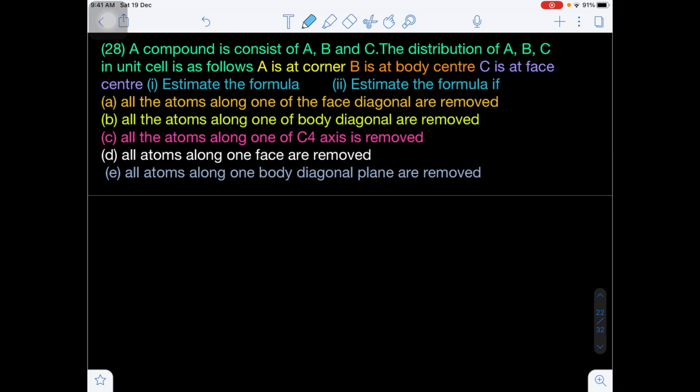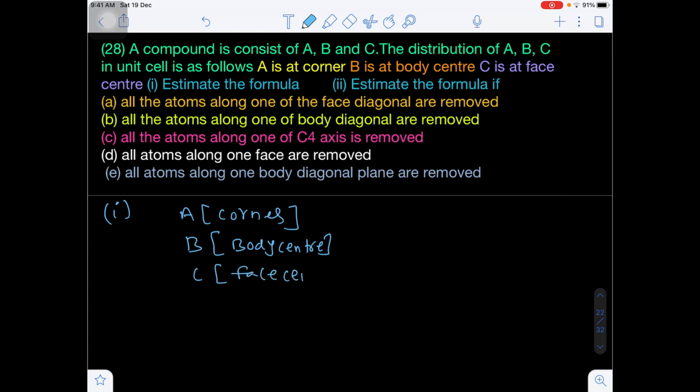So there are two different types of questions. Now in the first question number 28, the first part: A will be located at where? Corner. And B atom will be located at where? Body center. And C atom will be located at where? Face center. Do you know there are 8 corners?